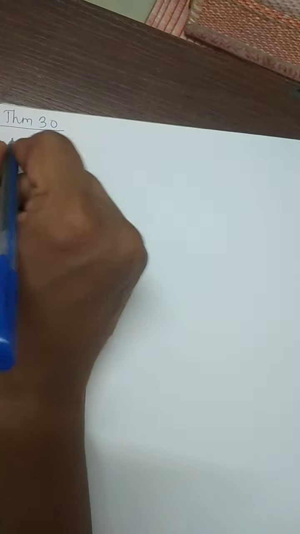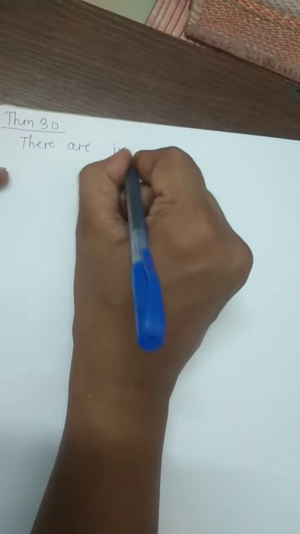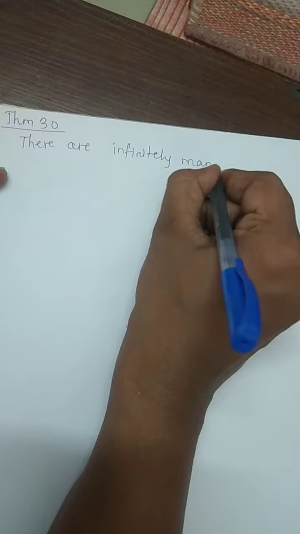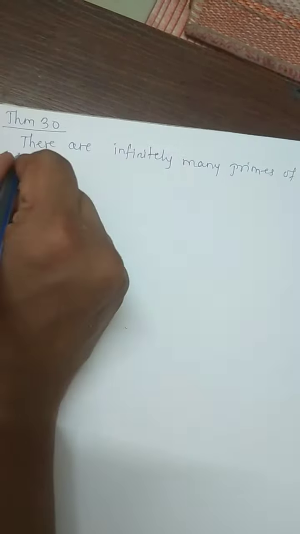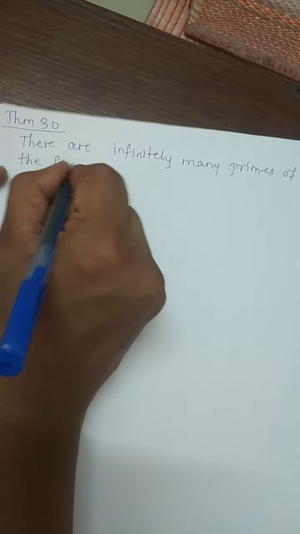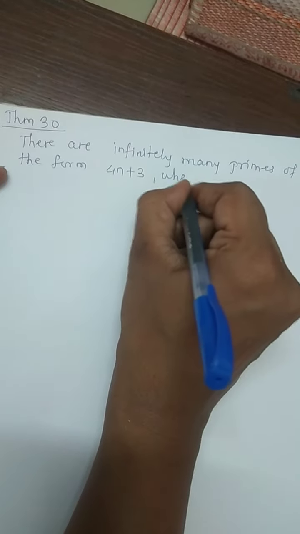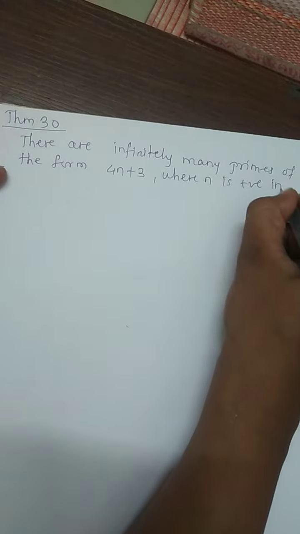So what is the statement? There are infinitely many primes of the form 4n plus 3, where n is a positive integer. See, there are infinitely many primes of the form 4n plus 3 where n is a positive integer.